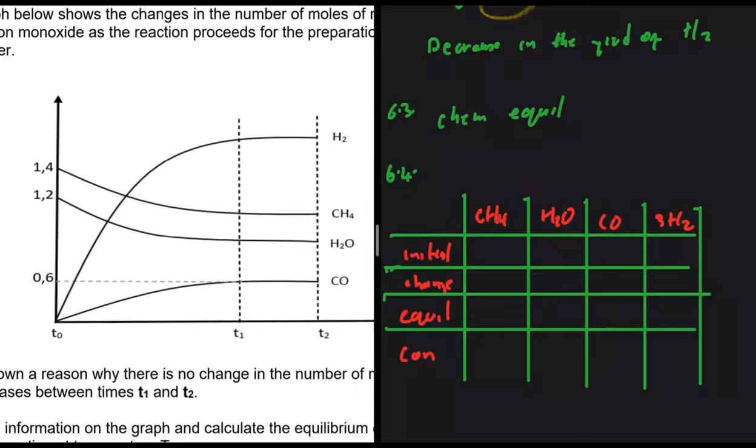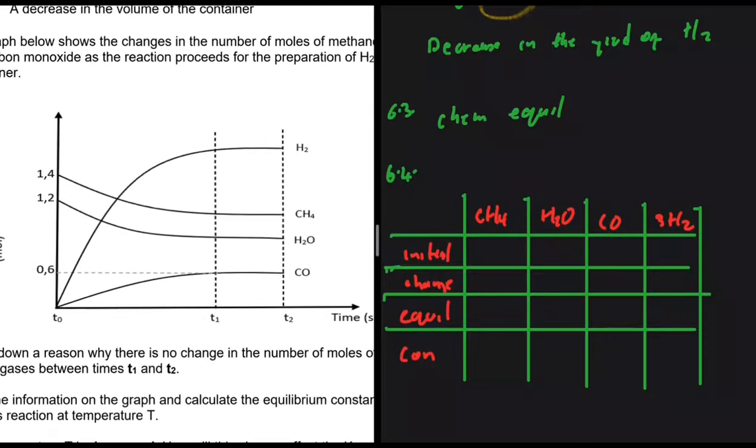So let's take a look at our graph. We can see that initially at T equals 0, we start with 1.4 moles of methane. So this is 1.4. And then that of H2O is 1.2. So we have 1.2. Carbon monoxide starts at 0, same as hydrogen gas.